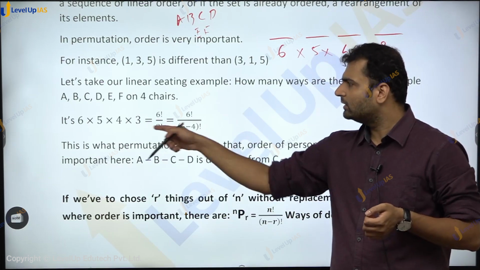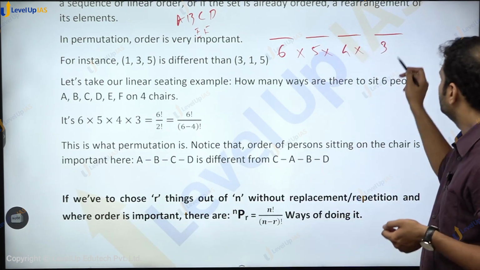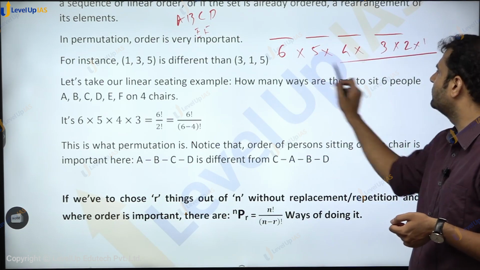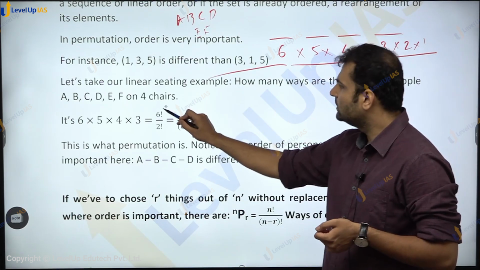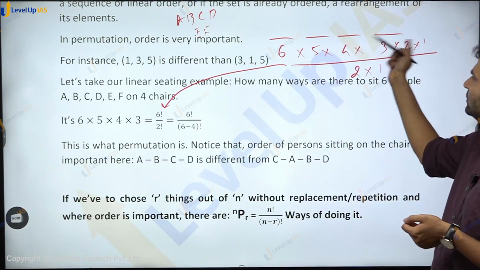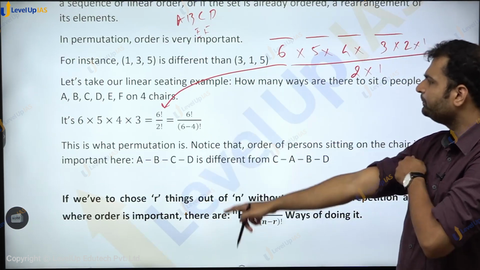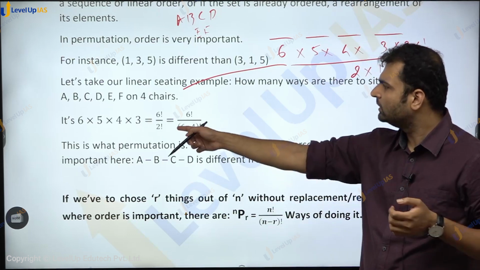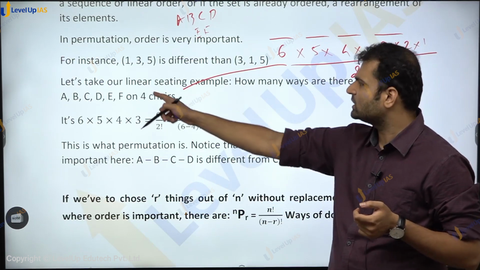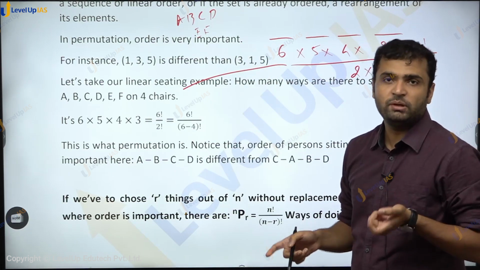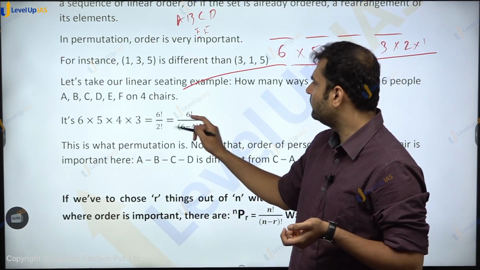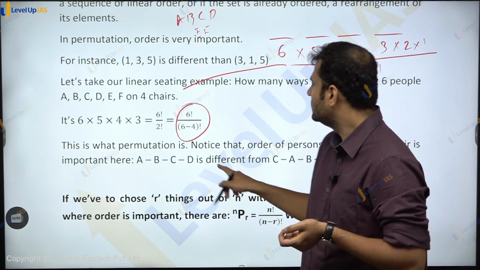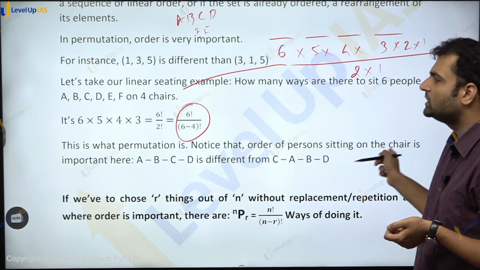So what are we doing here? 6 into 5 into 4 into 3. To write it shortly, I am multiplying by 2 into 1 and then dividing by 2 into 1. So it is the same as 6 factorial by 2 factorial. I multiplied and divided to write this 6 factorial. Now this 2 factorial, how can I write it? As 6 minus 4 factorial, because 6 were people and 4 were chairs. So 6 factorial by 6 minus 4 factorial, this is what permutation is. Notice that the order of persons sitting on the chairs is important here.